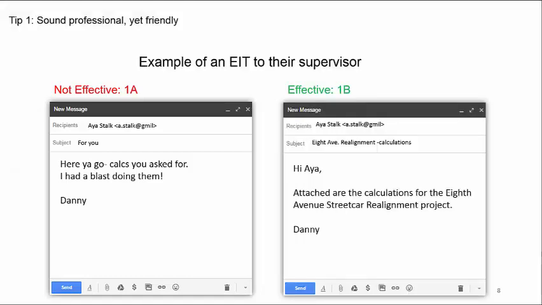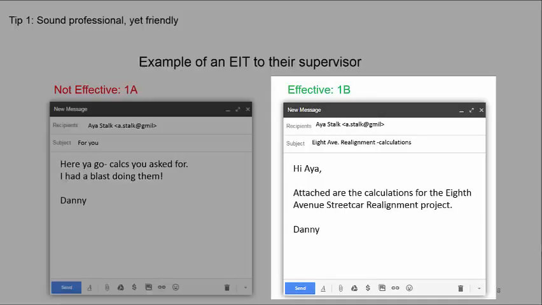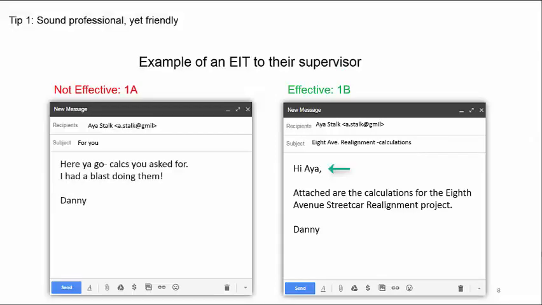An effective version of this email would clearly indicate the content of the email in the subject line, a friendly opening with the name of the recipient, specific context for the message, and it would avoid irrelevant information for a workplace like "I had a blast doing them." This line is irrelevant to the message, though the EIT might want to tell his supervisor how much he enjoyed the work when he sees her later face to face.